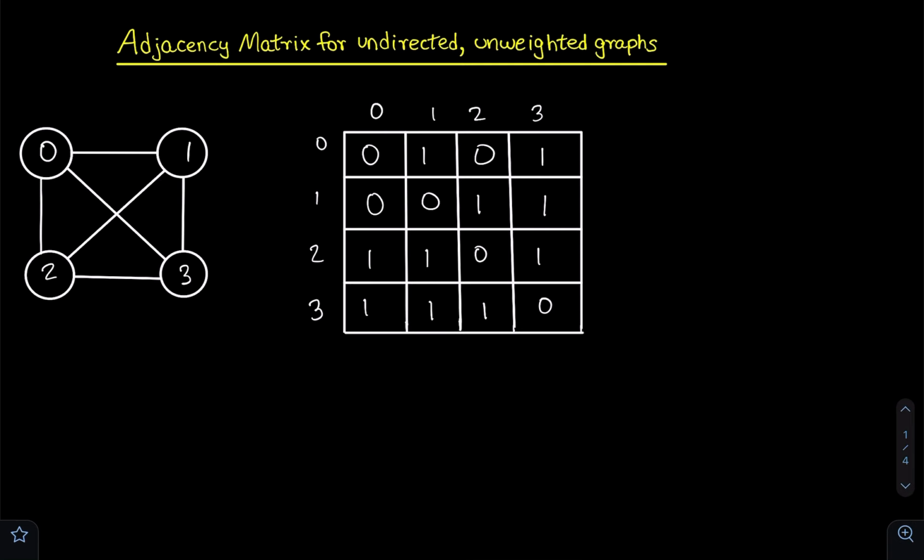And also there's an edge between vertex 3 and vertex 1, so we have a 1 over here. Similarly, there is an edge going from 0 to 3 and 3 to 0. So we have a 1 for 0 to 3, and from 3 to 0 we have a 1 there as well. And again, we don't have any self loops, so this diagonal from top left to bottom right is filled with zeros.